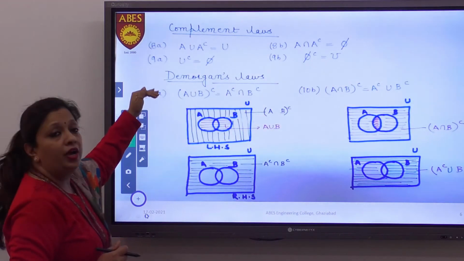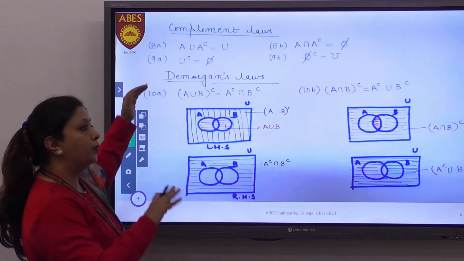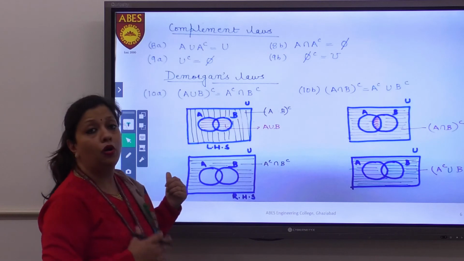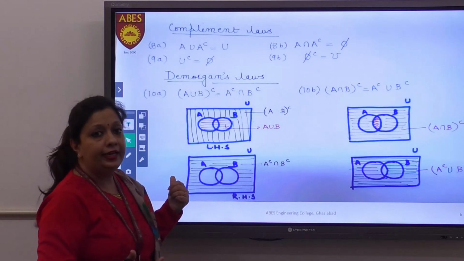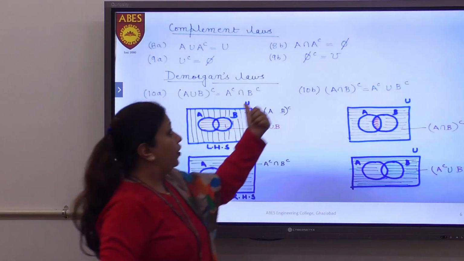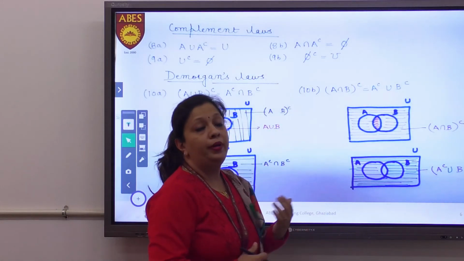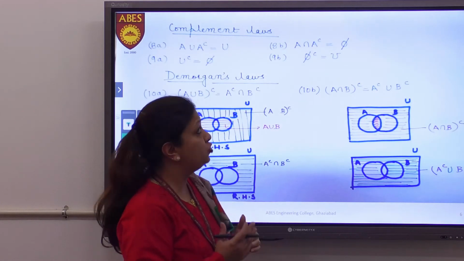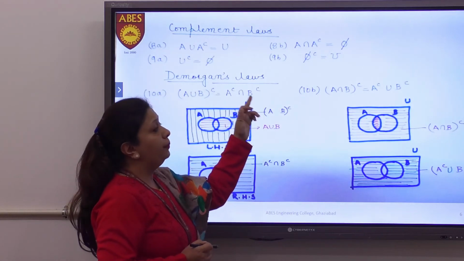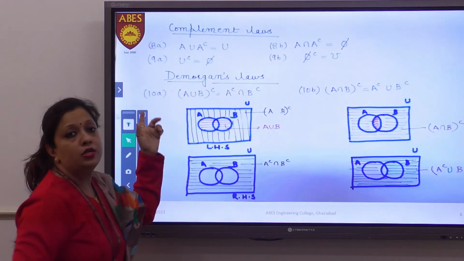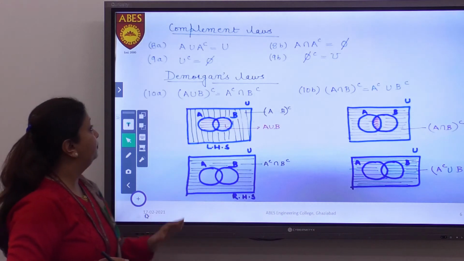Now next, if I want to take the complement of the universal set: the universal set is one which contains everything, so whenever I take the complement of the universal set, I will get nothing. So I will get a null set, that is phi. Now if I want to take the complement of the null set, that is phi, the complement of the null set will give me the universal set. So all these laws come under complement laws.